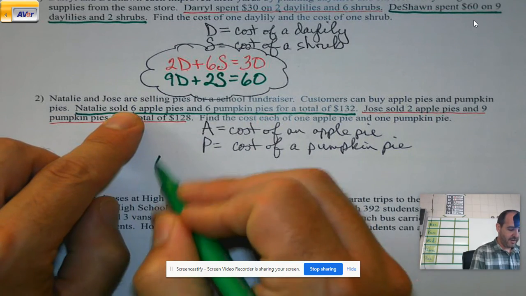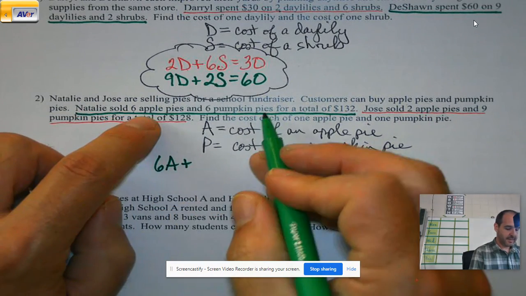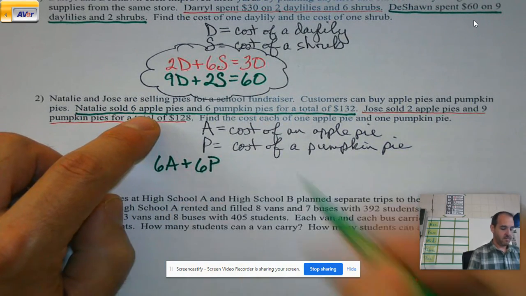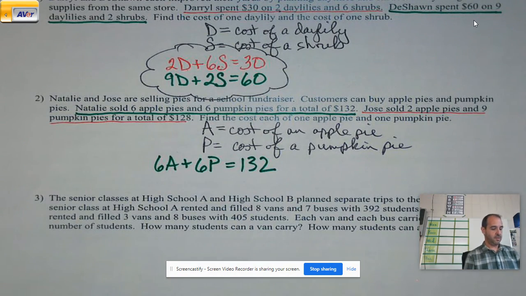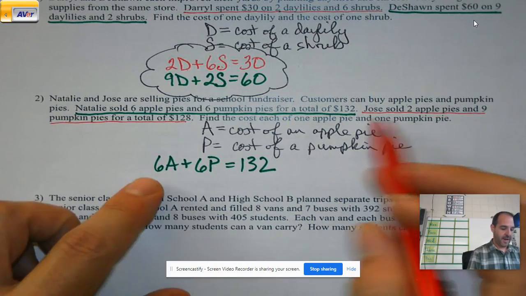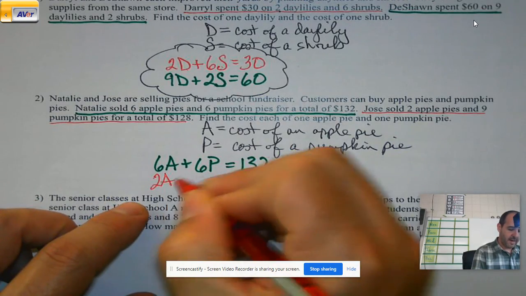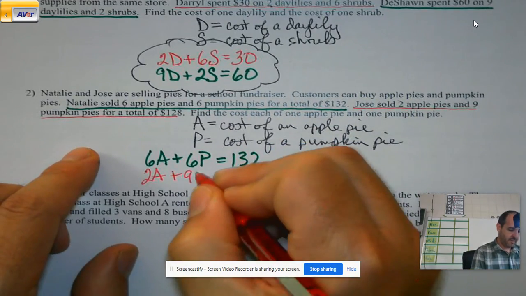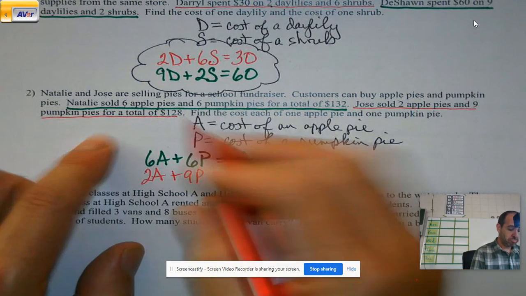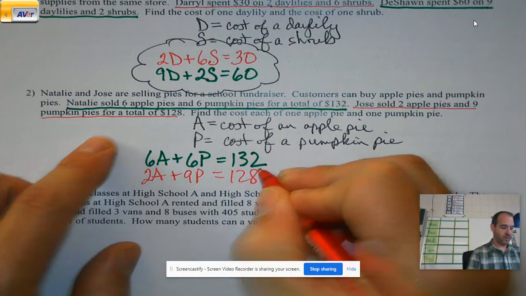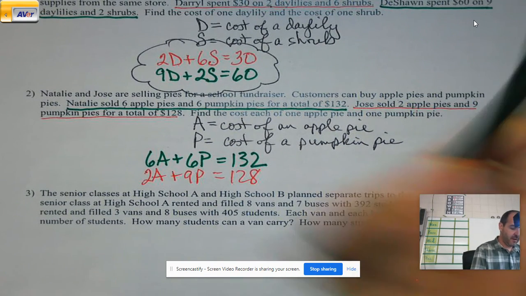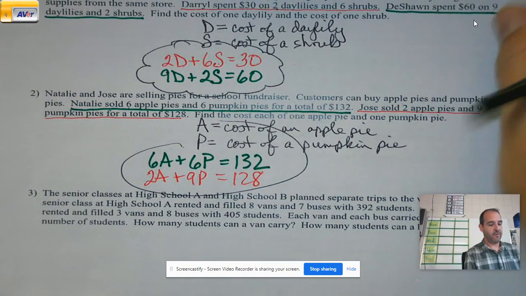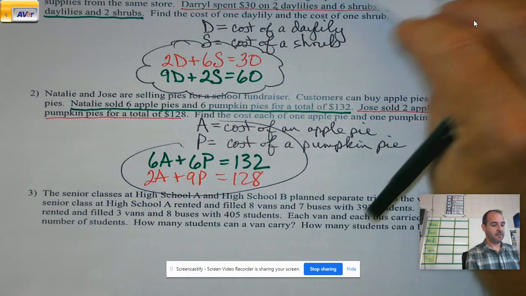6 apple pies for Natalie, 6 pumpkin pies as well is $132. Okay, Jose, 2 apple pies, 9 pumpkins, that's the one I would choose, is $128. Okay. And again, as far as setup goes, that's all the further I need to get.